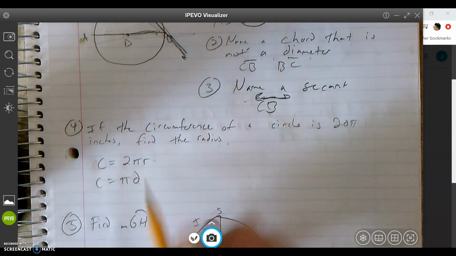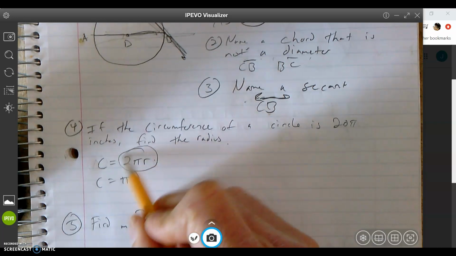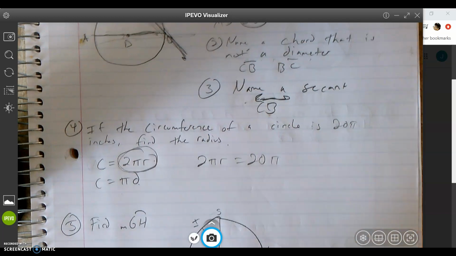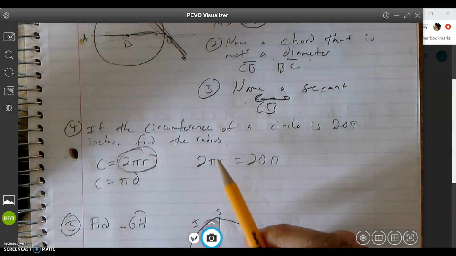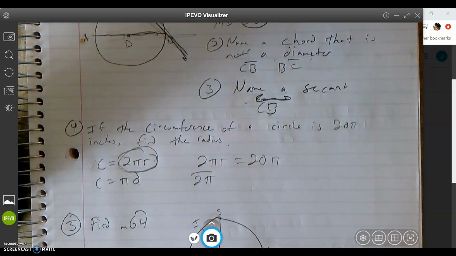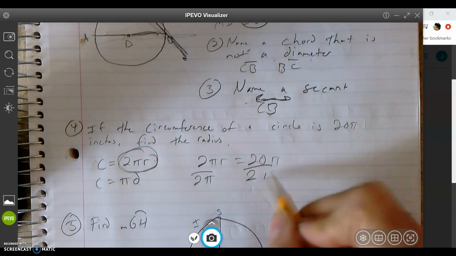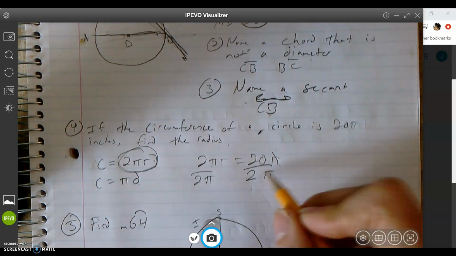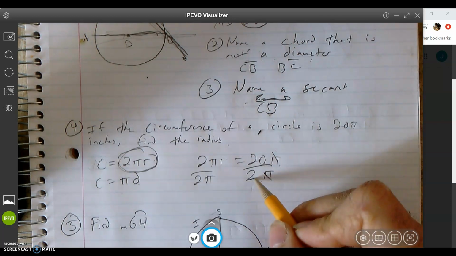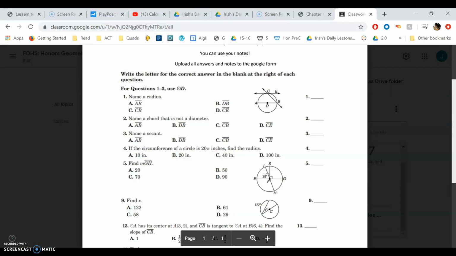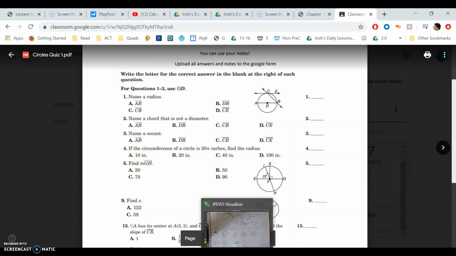Okay. So in this case, we're looking for the radius, so I'm going to use this right here. So 2 pi r equals 20 pi. I need to solve for r, so I'm going to divide by 2 pi on both sides. Pi is just a number, it's not a variable, so you can divide by it. Pi divided by pi is 1, and then 20 divided by 2 is 10. So the answer is 10 for that one. For number 4, the answer is A. Cool. All right, next one.